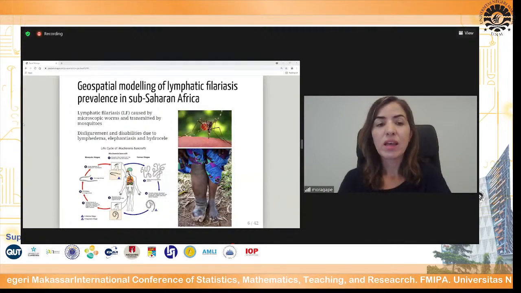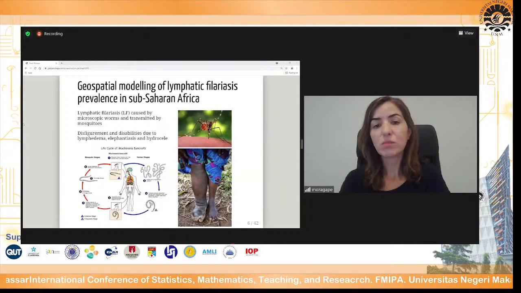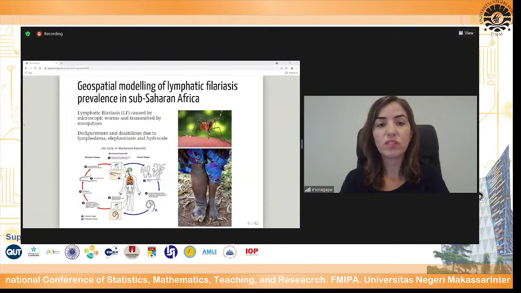Elephantiasis. People with this disease suffer a lot. It's a disease that is very painful, and this leads to a lot of suffering and to poverty.